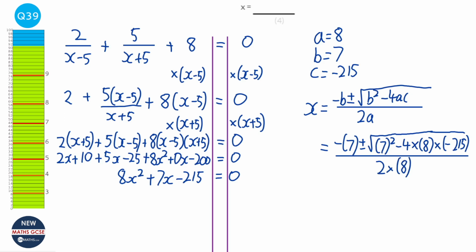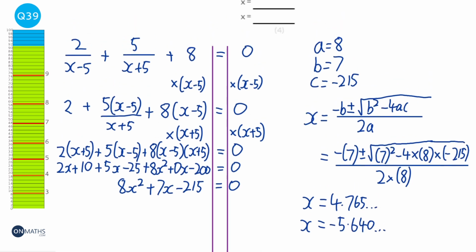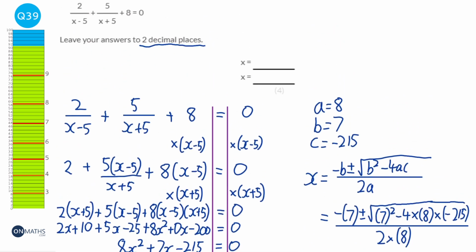Okay, so to do this, you type that into your calculator with a plus, and you type it into your calculator with a minus. When you type it into the calculator with a plus, you get 4.765, blah, blah, blah. And when you type it into the calculator with a negative, you get minus 5.640, blah, blah, blah. And so that will lead to the solutions of 4.77 to two decimal places, and minus 5.64 to 2 decimal places.